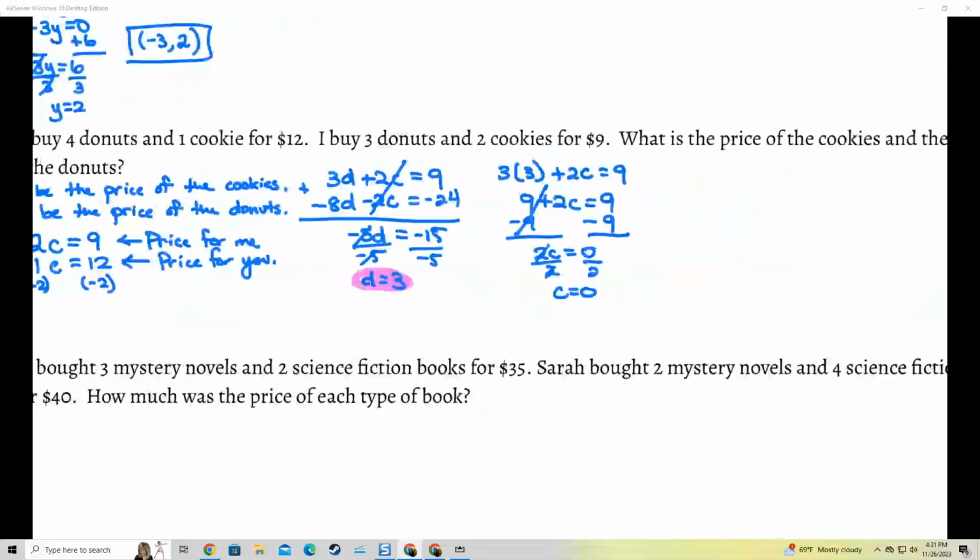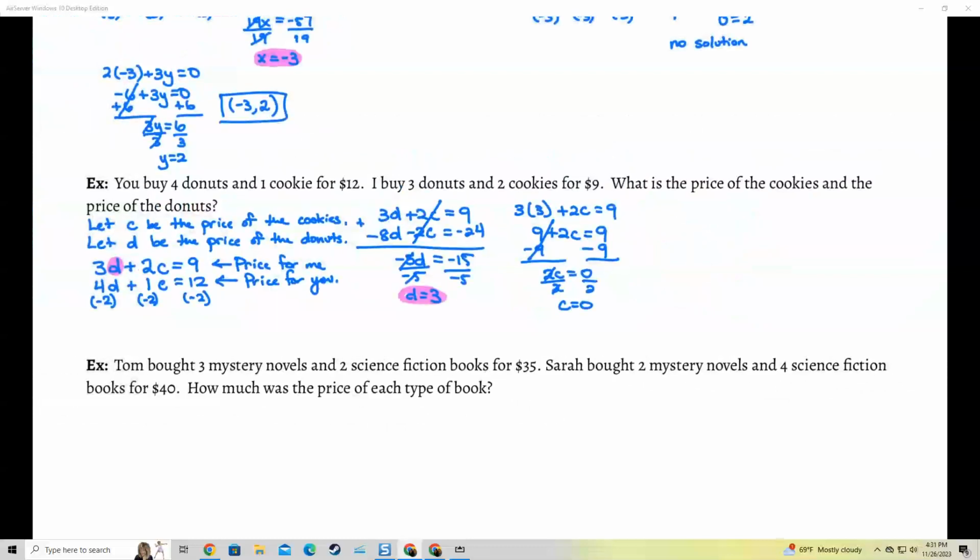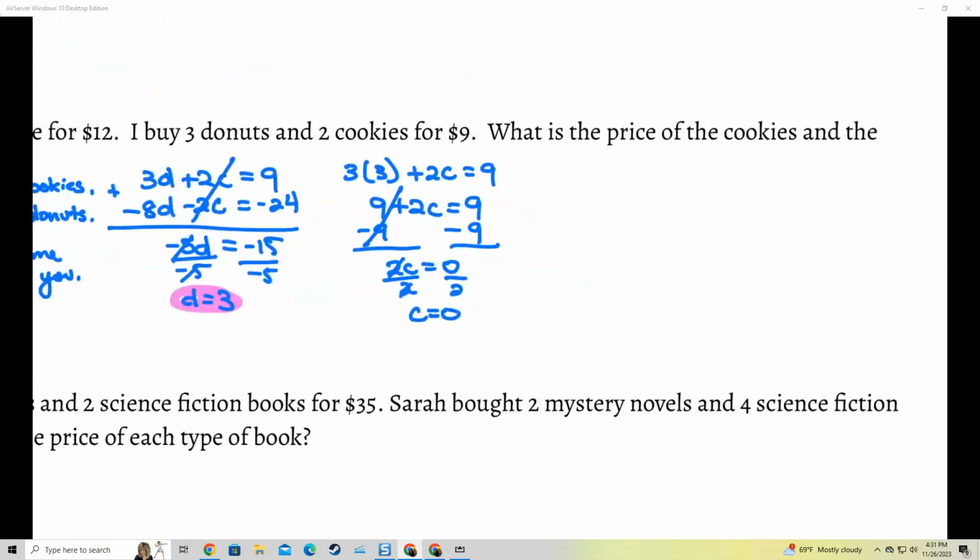Now on word problems especially, you probably should write a complete sentence. So my answer, what was the price of the cookies and the price of the donuts? I'll write the donuts cost $3 and the cookies were free.